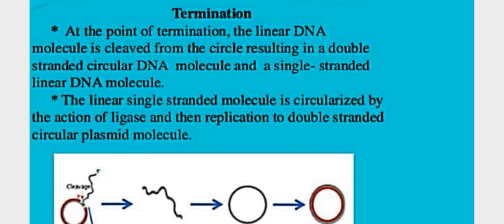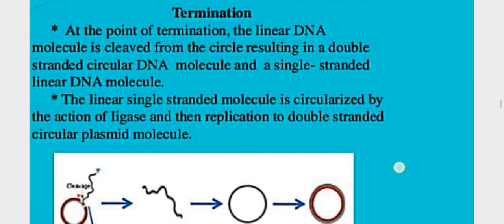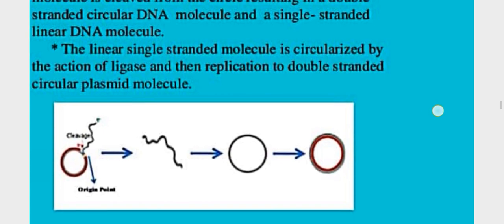Then termination. At the point of termination, the linear DNA molecule is cleaved from the circle, resulting in a double-stranded circular DNA molecule and a single-stranded linear DNA molecule. The linear single-stranded molecule is circularized by the action of ligase, giving the replication of the double-stranded circular plasmid molecule.